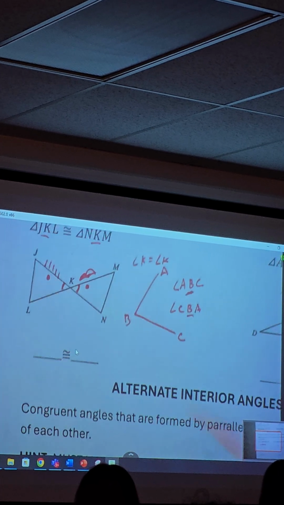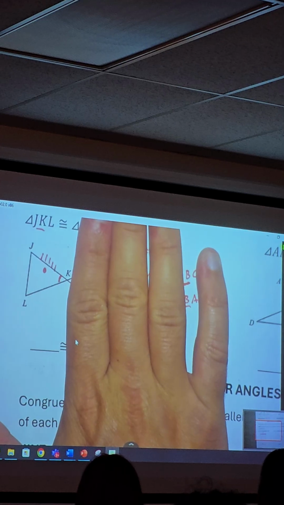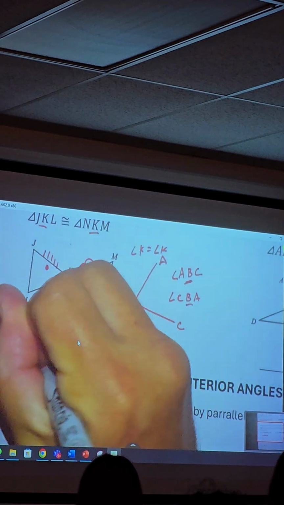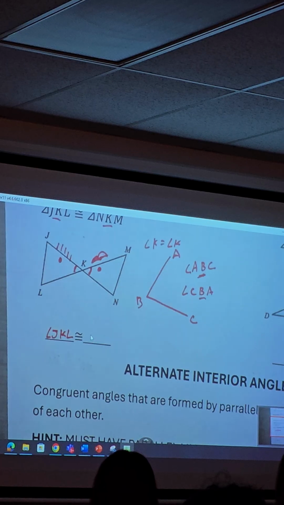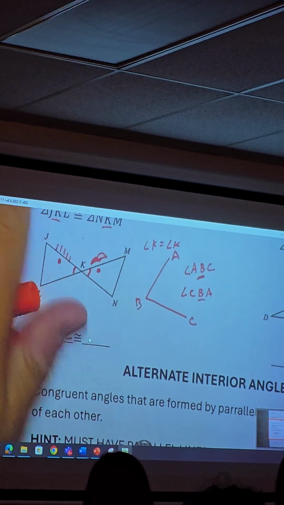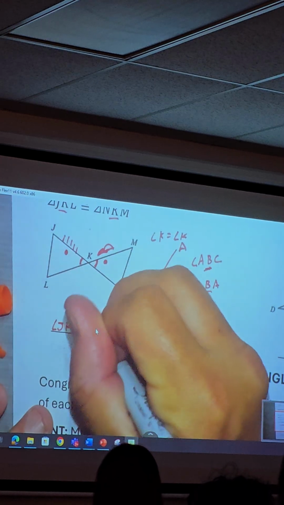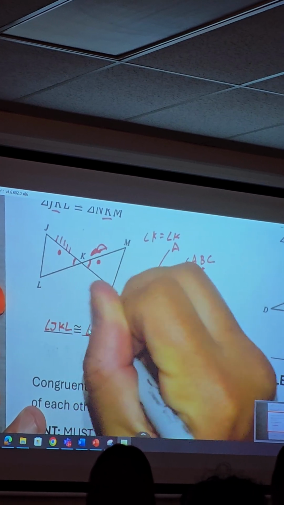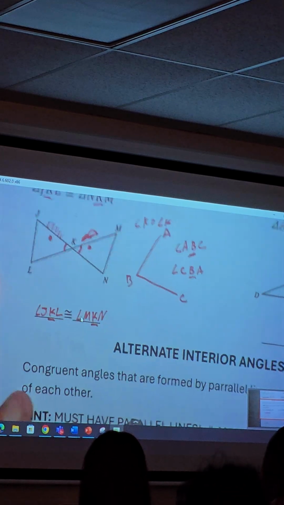So for example, what would I call angle K on the left side? We can call it JKL. It is going to be congruent to what angle over here? So now what angle would it look like over here? MKN. Now look, do you see what they have in common? What letter's in the middle? Okay.